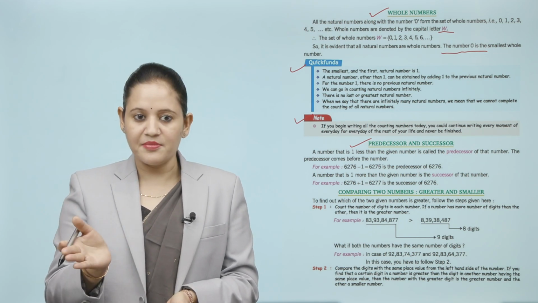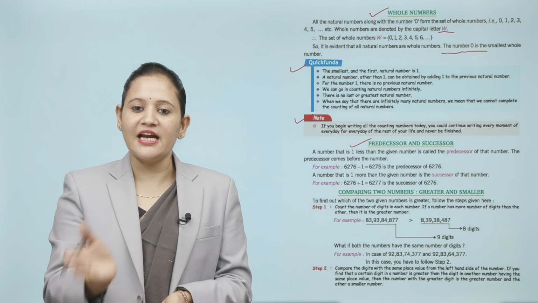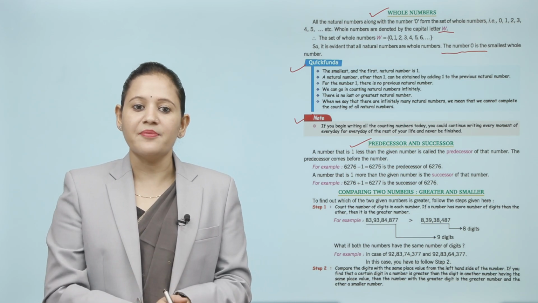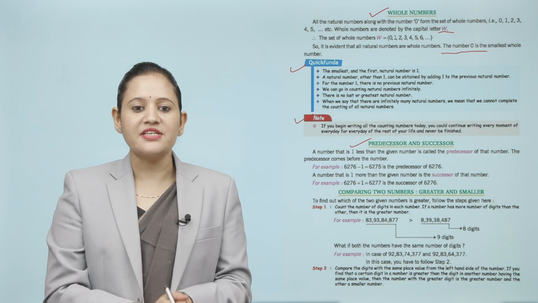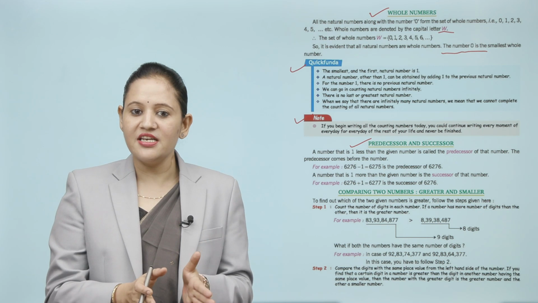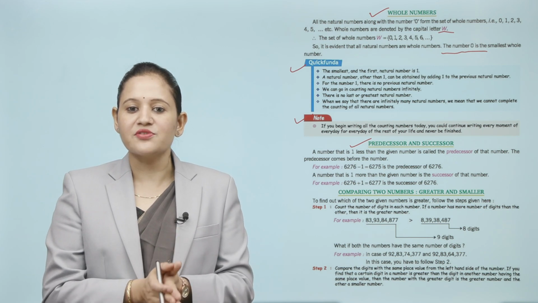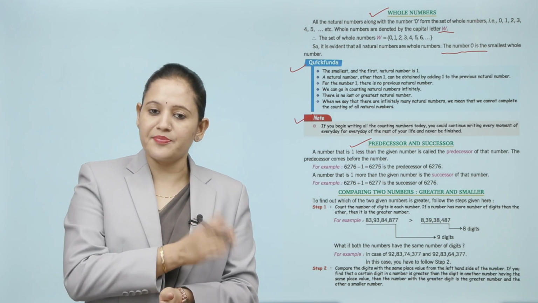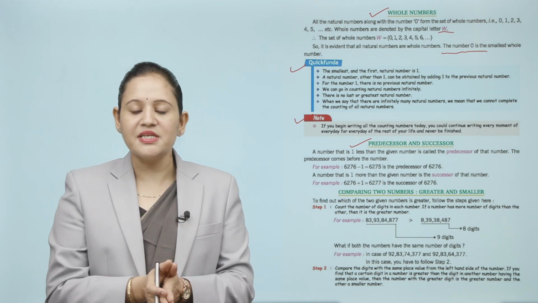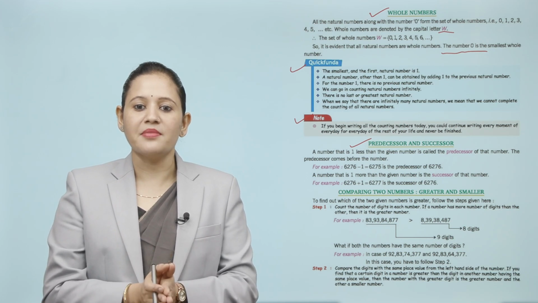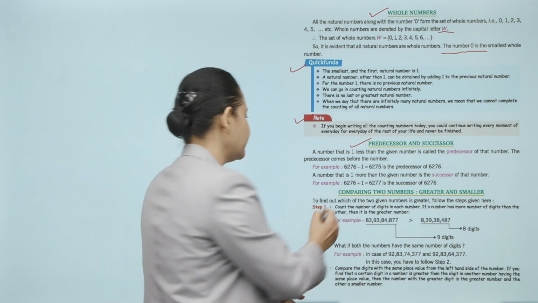A number that is one more than the given number is called the successor of that number. यानी next number जो होगा one more यानी 1 add करके जो number आएगा, that is called successor of that number. For example, 6276 plus 1 gives you 6277, which is the successor of 6276. So predecessor means previous number, 1 subtract करके आएगा, and successor means next number जो 1 add करके आएगा. Next, comparing two numbers, greater and smaller.